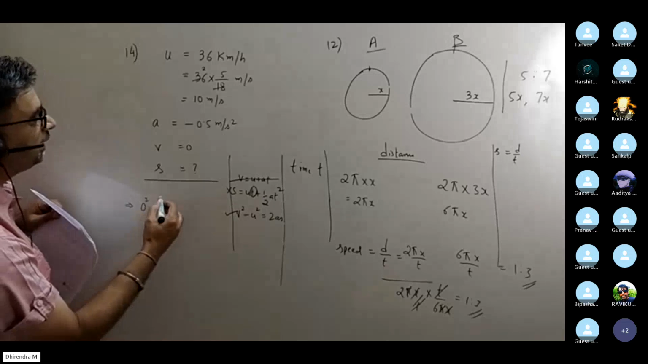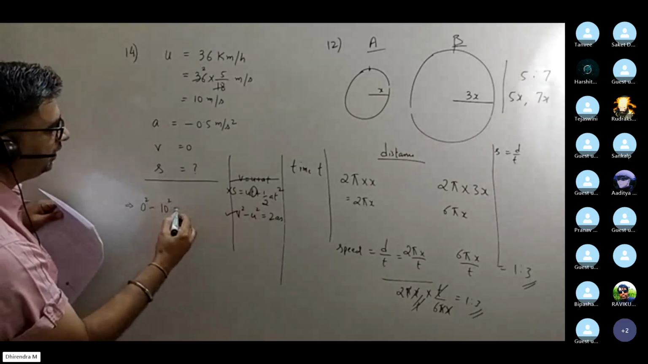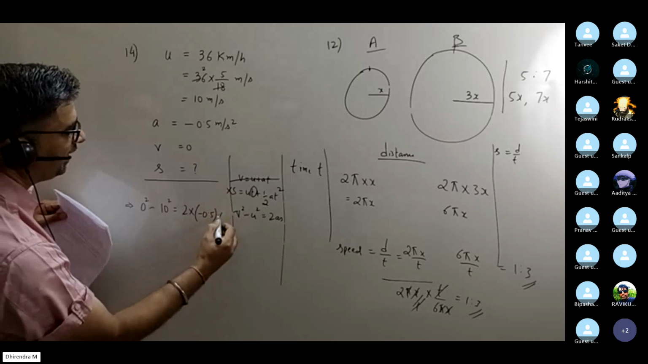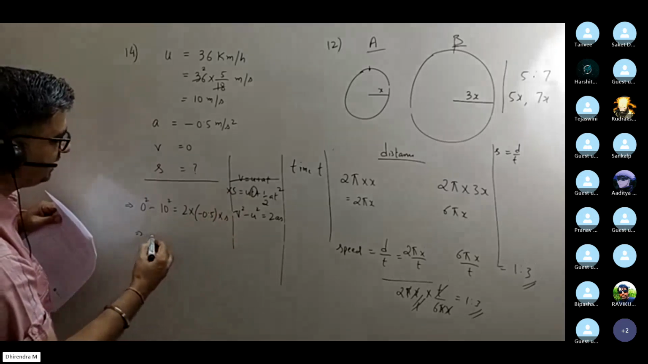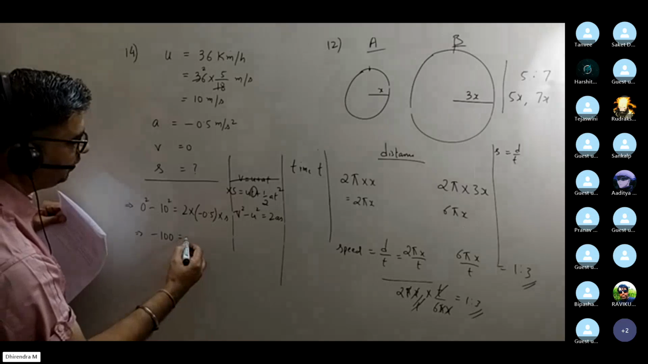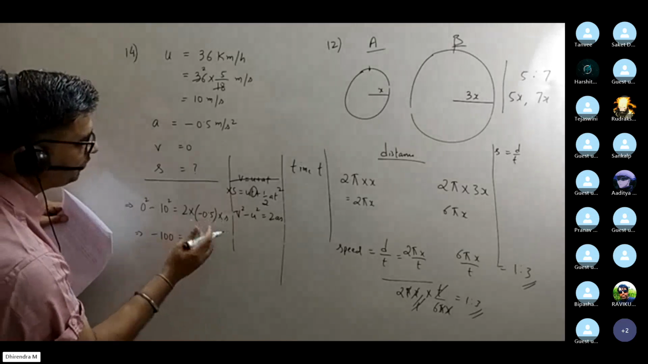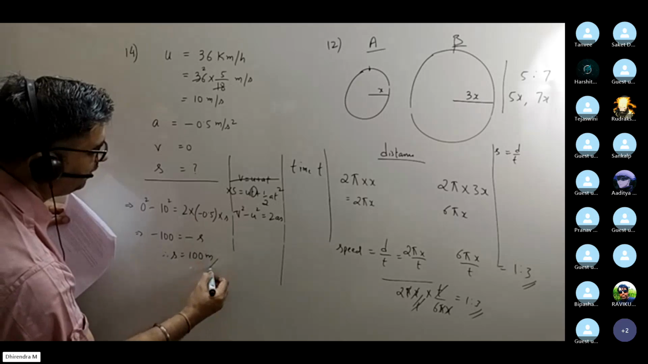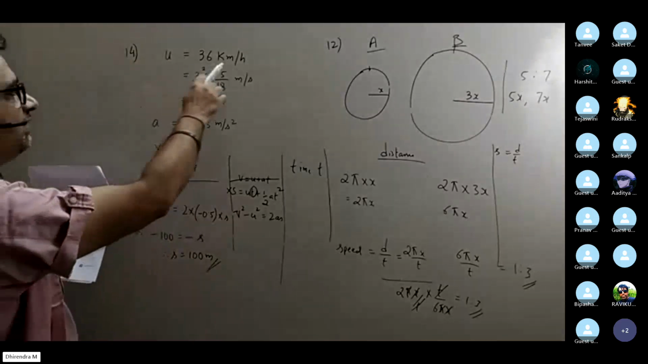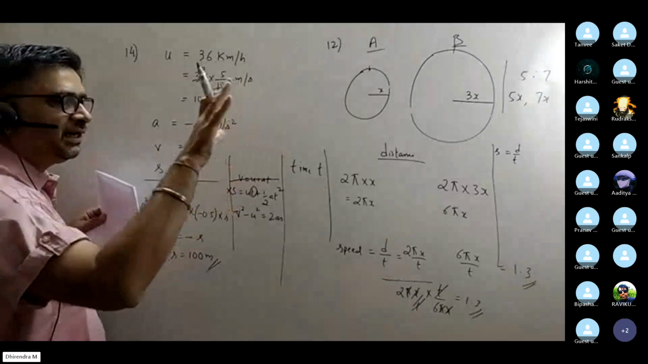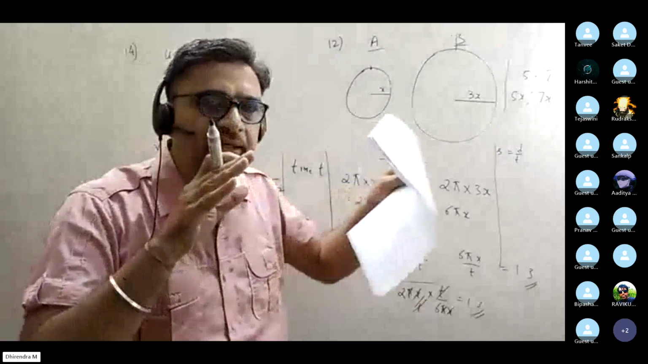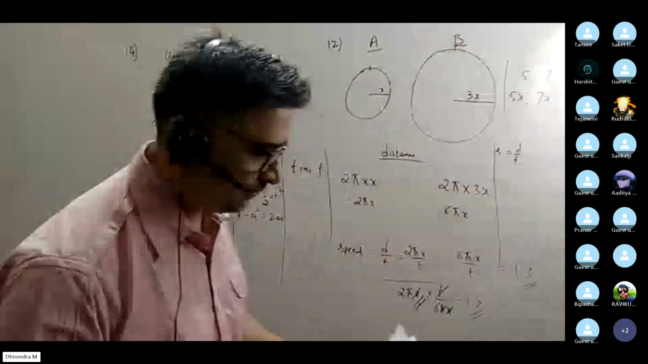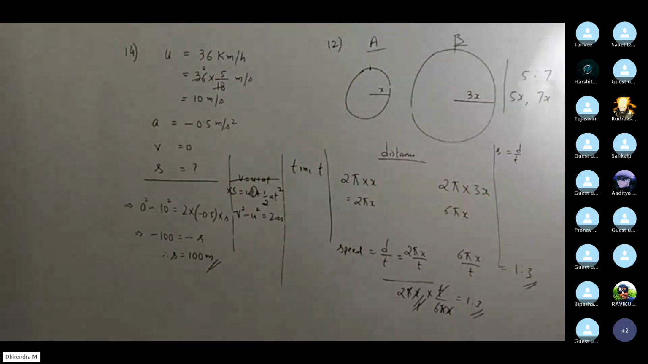V square minus U square. V square is 0 square, minus U square, 10 square, is equal to 2 into minus 0.5 into S. S is what we have got to find. So that gets us minus 100 is equal to minus 1 S. Therefore, S is equal to 100 meters. So the train was traveling at this speed, it applied brakes, and from the time it applied the brakes, it still travels some distance before coming to rest. That distance is 100 meters.